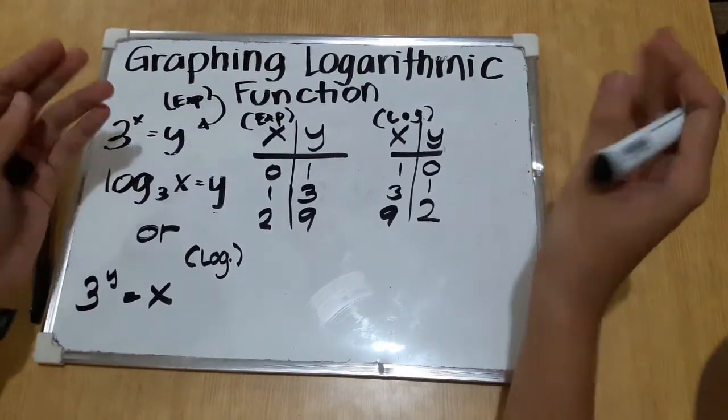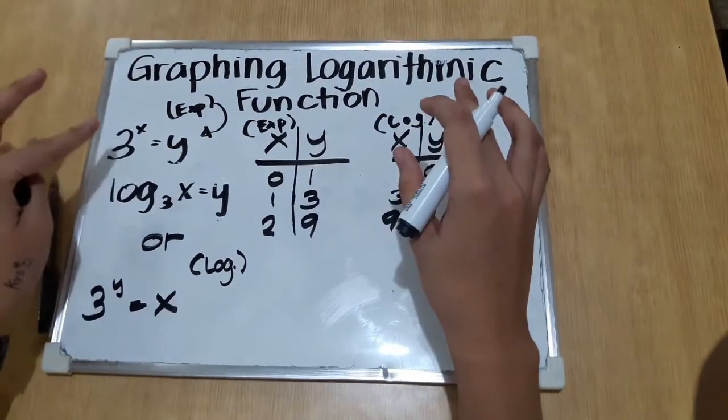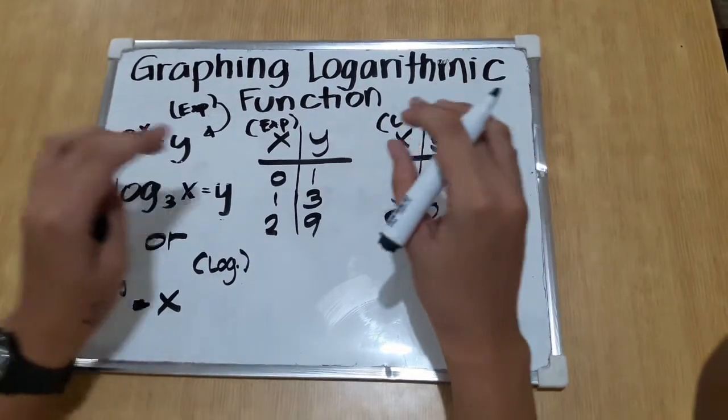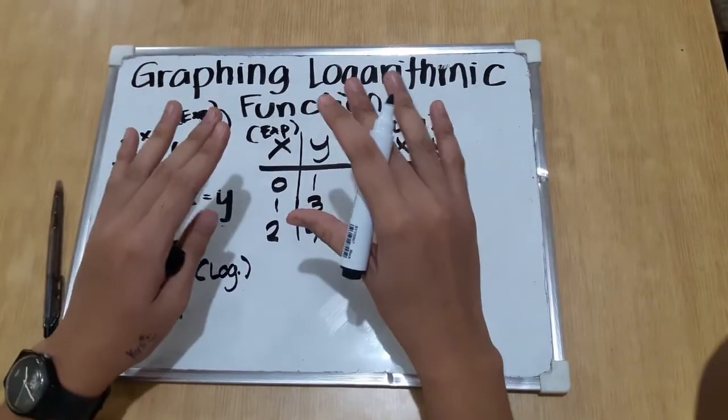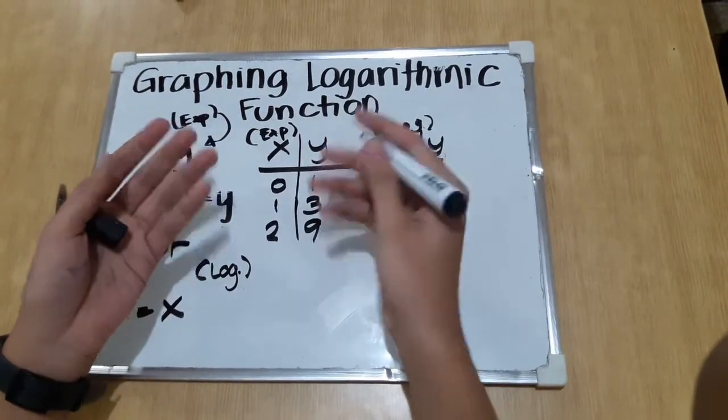So what to do first? We're gonna make a t-chart. This is a t-chart of the exponential function 3 raised to x is equals to y. So all we need to do is find the domain. The domain can be anything. So I choose 0, 1, and 2.